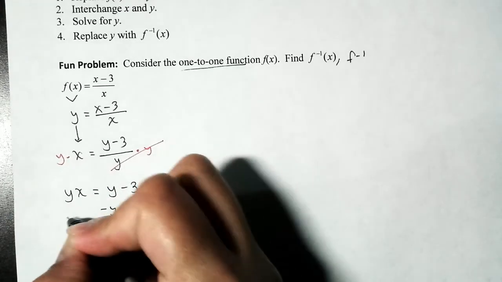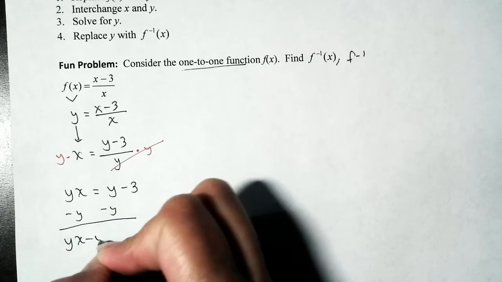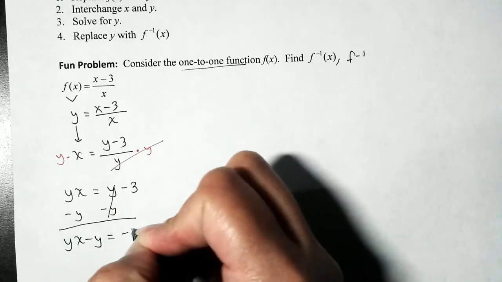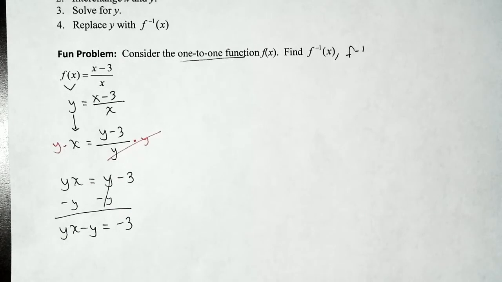So if we subtract y from both sides, then that will leave us yx minus y equals negative 3. So at this point, I'm pretty pumped that we have y's on one side, non-y's on the other. Now, my next goal is to isolate the y term. But I know that you know that yx and y are not like terms, so I really can't combine them.